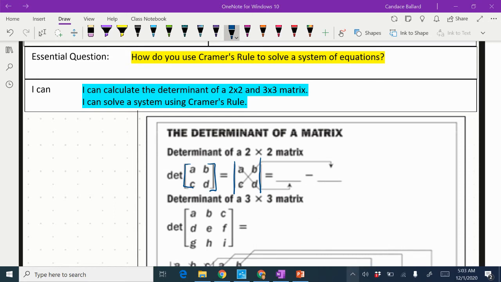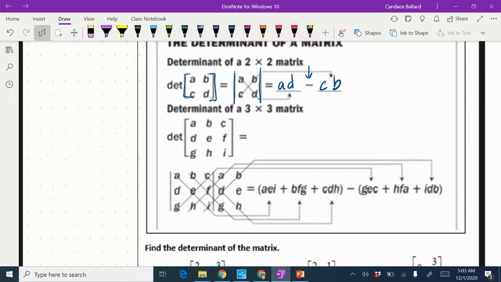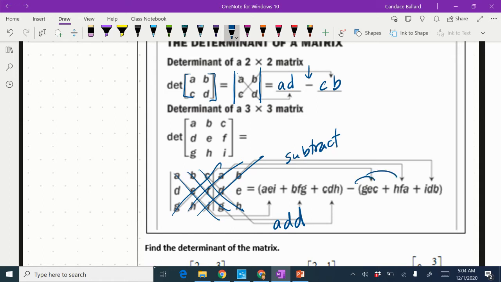So to calculate the value of a matrix, or the determinant of a matrix, we multiply the diagonal. So it would be A times D. And then we subtract that from multiplying the up diagonal, which is C times B. So we can do this on a 2x2, or we can do it on a 3x3. When we do this on a 3x3, we start with the down diagonals, and on the down diagonals you have to add, and then on the up diagonals you have to subtract. And subtract is just basically a fancy way, if I distributed, to switch the signs.